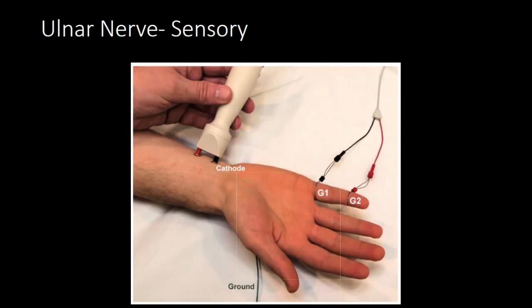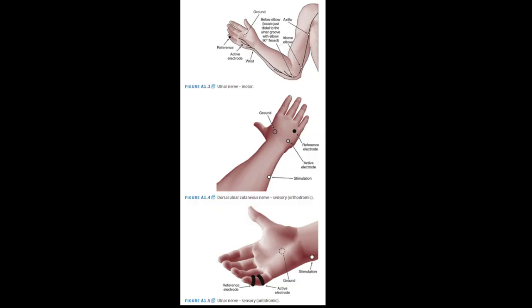Ulnar sensory, this is your recording electrode on the distal interphalangeal, your reference electrode, and then you're gonna stimulate 14 centimeter medial to flexor carpi ulnaris tendon. This is a little smaller slide, but again, this is axilla stimulation of ulnar motor above elbow, below elbow, and at the wrist.